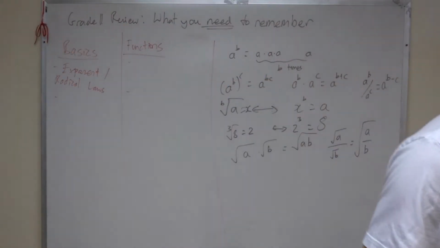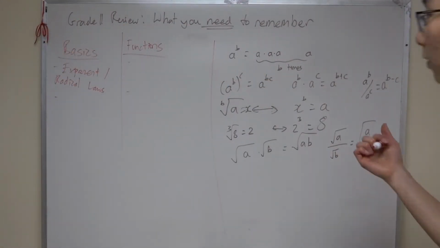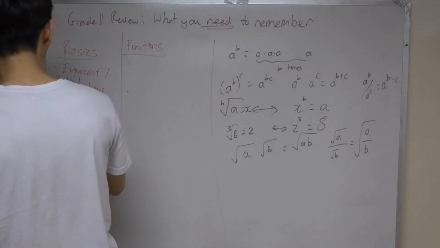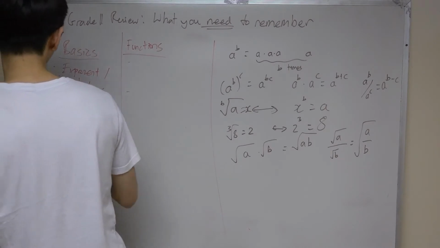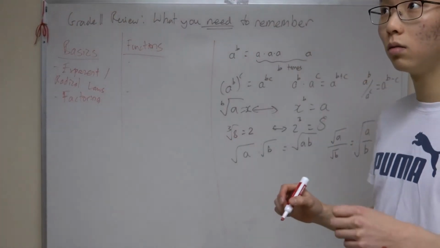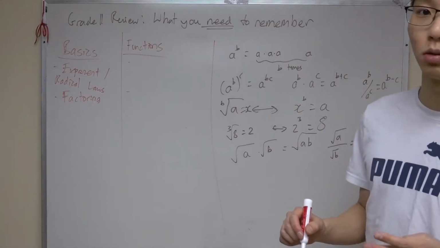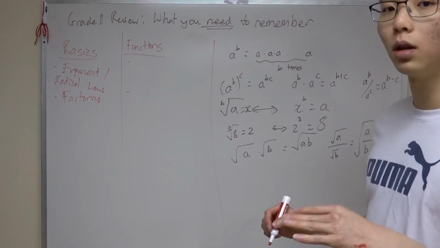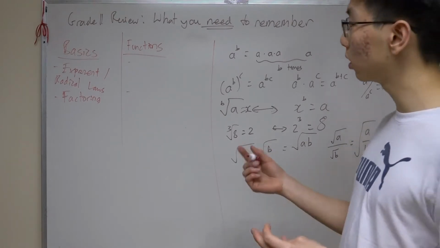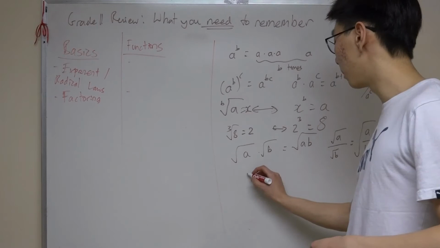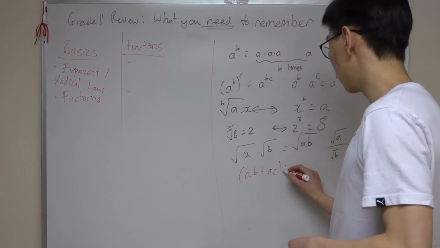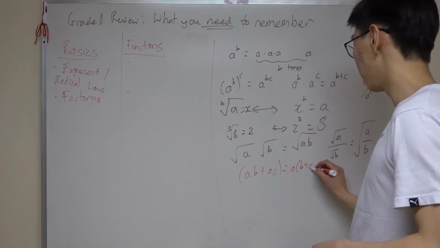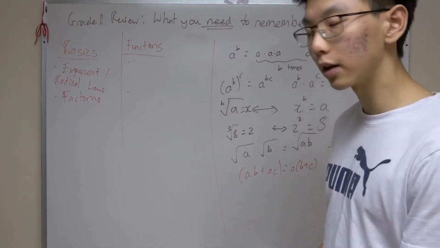The second basic thing that you really need to be familiar with is factoring. At this point in time, there are probably only 3 main factoring rules that you need to remember. And I'm not counting the basic factoring. Like you should know, for example, that ab plus ac is equal to a times (b plus c). I'm talking about the more advanced factoring.